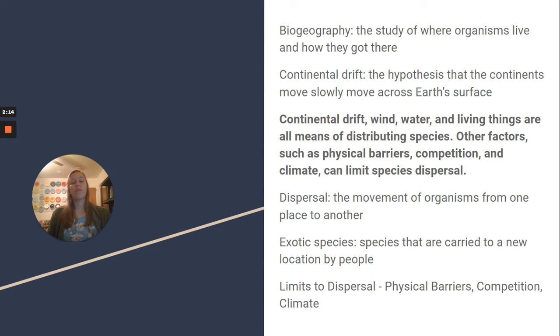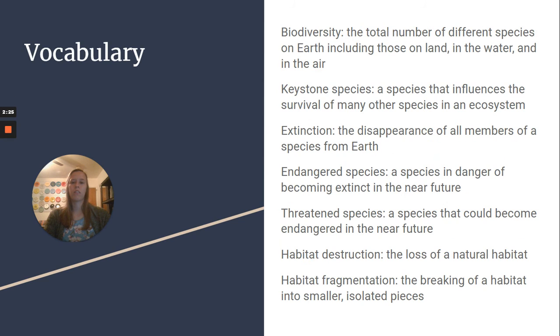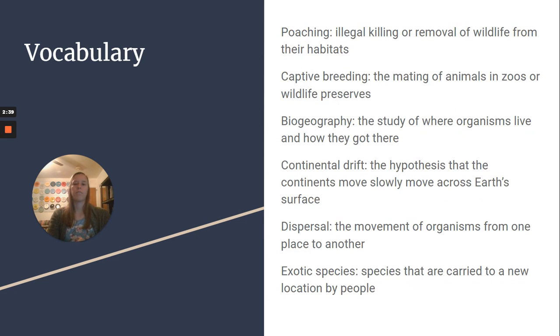Dispersal is the movement of organisms from one place to another. Exotic species is species that are carried to a new location by people. And limits to dispersal include physical barriers, competition, and climate. So our vocab, I'm not going to read these, but rather just give you time to read them. So we had biodiversity, keystone species, extinction, endangered species, threatened species, habitat destruction, habitat fragmentation, poaching, captive breeding, biogeography, continental drift, dispersal, exotic species.